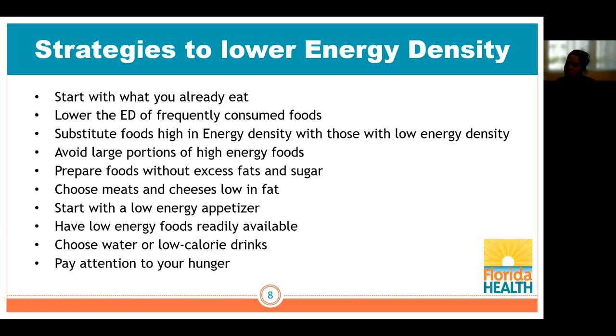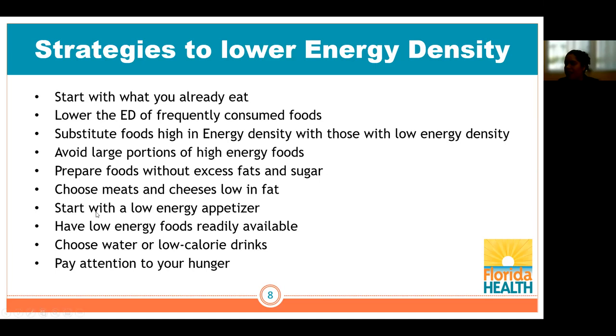So maybe you focus on your lower energy density foods at breakfast and at dinner. But if you're going to go out to lunch during your work because that's your only option, that's fine. Then just limit the portion, either cut it in half and save it for later, or just get a kid's meal instead of the adult version, quote unquote.